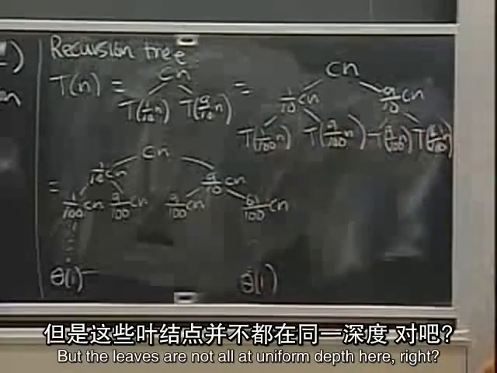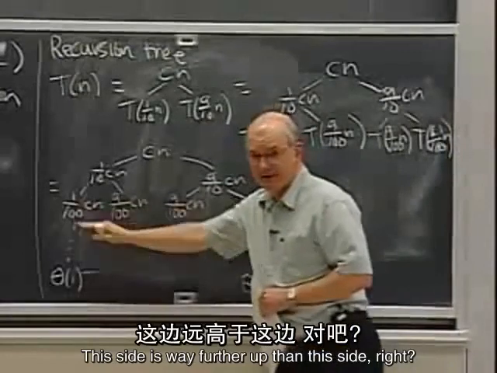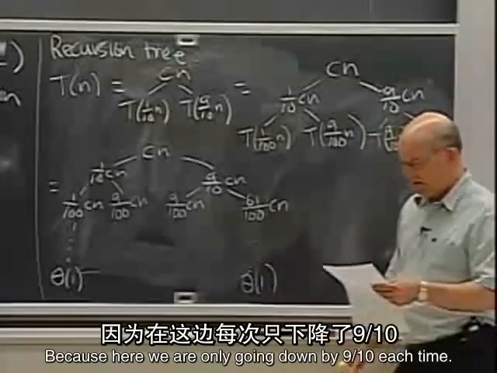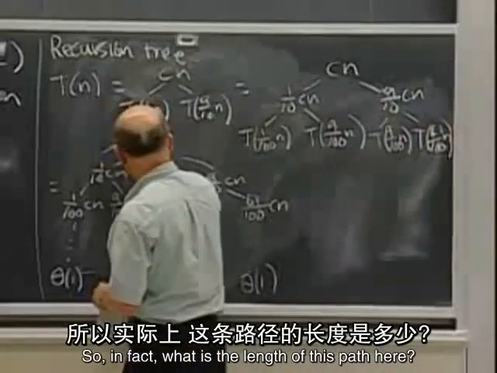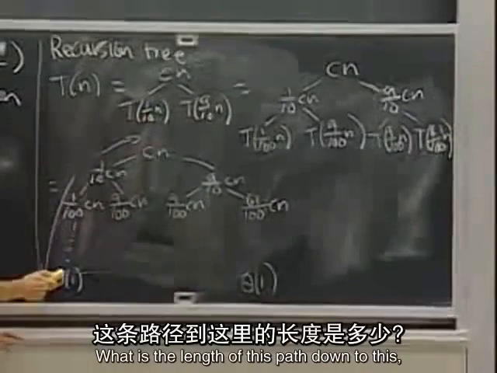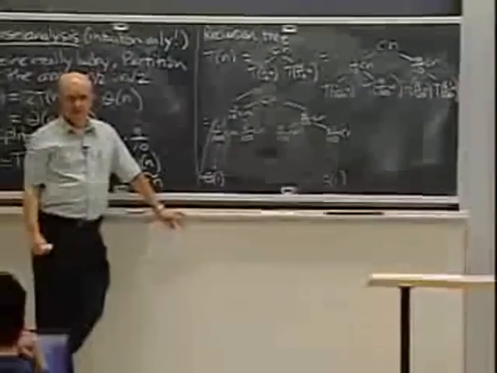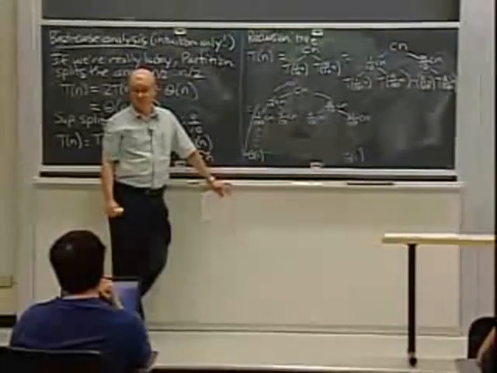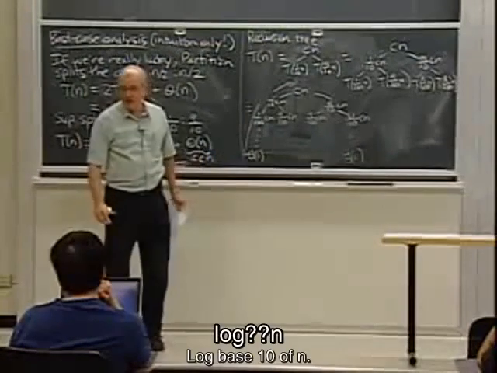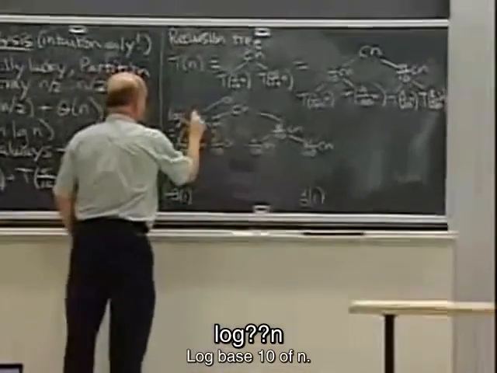But the leaves are not all at uniform depth here, right? I mean, this side is way further up than this side, because here we're only going down by 9/10 each time. So in fact, what's the length of this path down to this leaf if I take the leftmost spine? Somebody raise a hand? Yeah. Log base 10 of n.